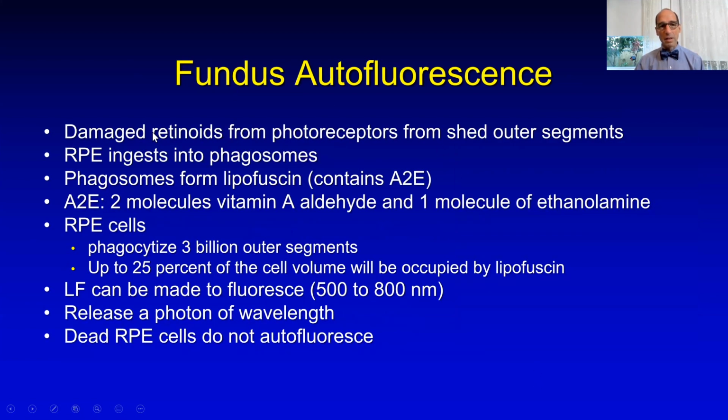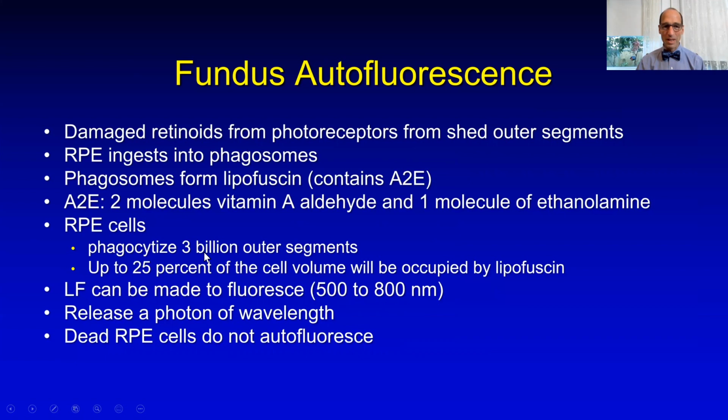Fundus autofluorescence comes from lipofuscin. What happens is damaged retinoids from photoreceptors build up from shed outer segments, and sometimes the RPE can ingest them, but then it can't get rid of them because they're not something it can quite digest. The phagosomes I showed you in that other picture form lipofuscin. Lipofuscin is not a single molecule, it's just a bunch of leftover stuff in the cells. It contains A2E, which is 2 molecules of vitamin A aldehyde and 1 molecule of ethanolamine.